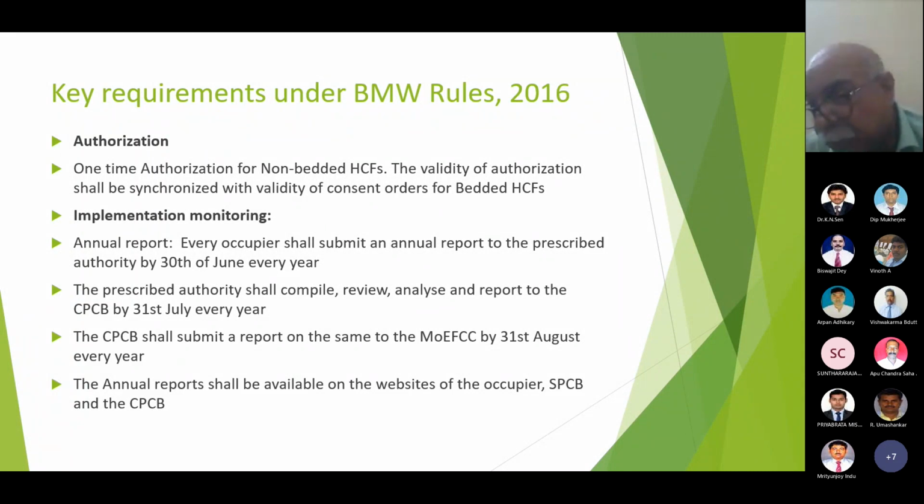And then this report will go to the Central Pollution Control Board from the State Pollution Control Board. And then the CPCB will submit a report to the Ministry of Environment and Forest. So there is a whole chain of monitoring now, and it is time bound. And these annual reports are now available on the website of the occupier. So there is much more transparency in that case.